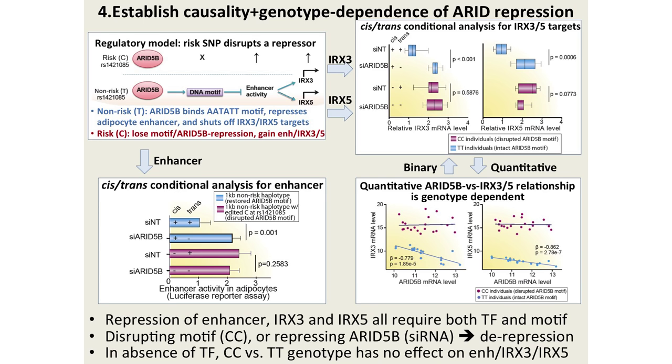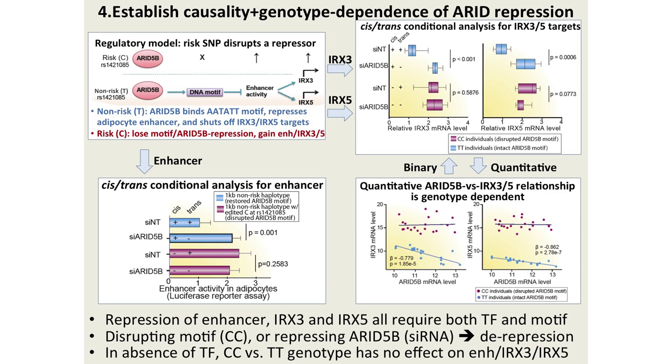So if you look at now the enhancer activity, you see that when you have the regulator and the sequence motif intact, you see repression of that enhancer. When you perturb the regulator, you see that the enhancer turns on. So the repressor is out, so the enhancer turns on. When you perturb the motif, the repressor can no longer bind, the enhancer is on. And when you perturb both, of course, it's on. What about the downstream target genes? So IRX3 and IRX5 are sitting downstream here.